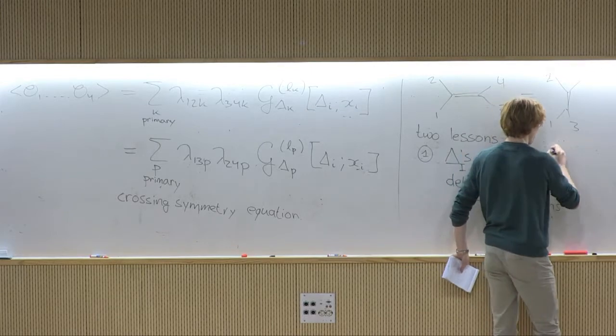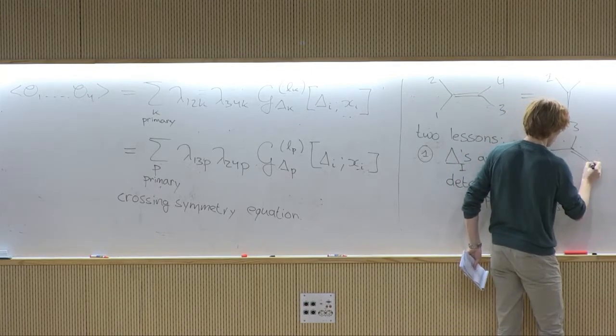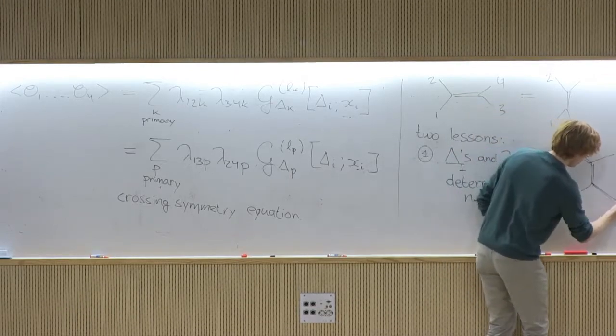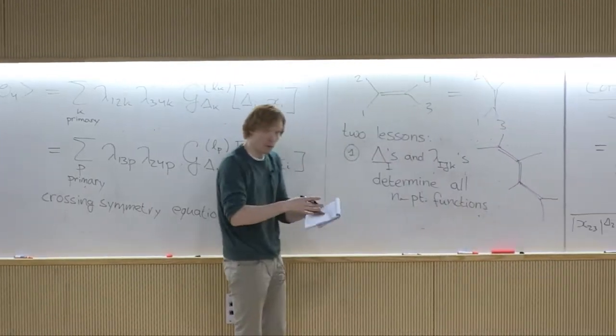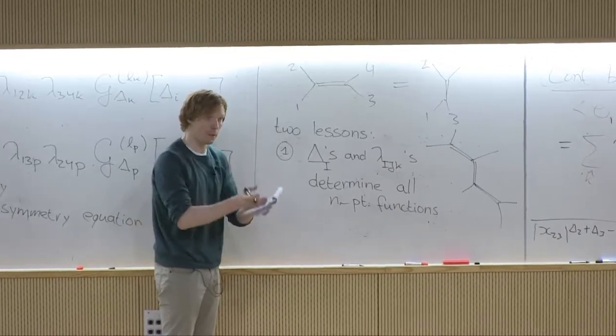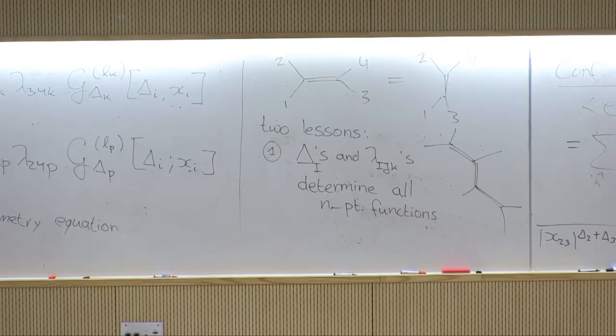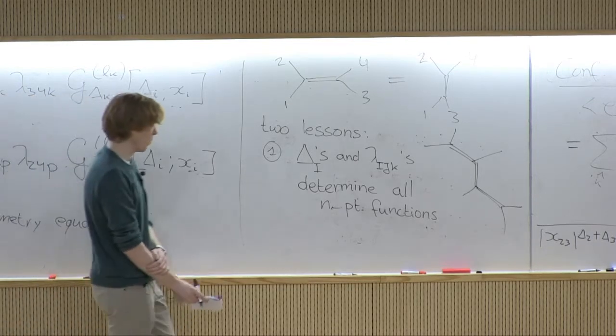For example, if you have a 5-point function, you do something like this. If you have a 6-point function, you do something like this. Right? You just fuse operators together, you fuse another operator, you fuse another operator, and so on and so on. So another miraculous simplification of conformal field theory.